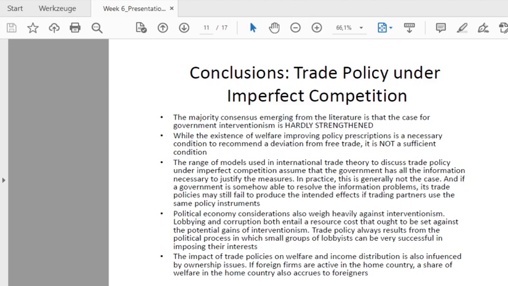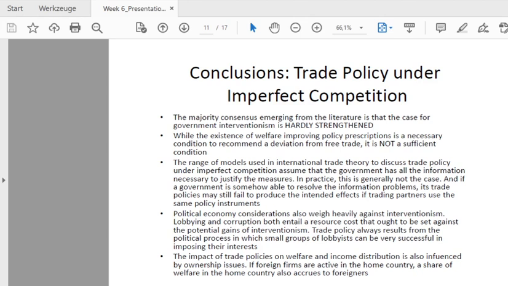So, while the existence of welfare-improving policy prescriptions is a necessary condition to recommend a deviation from free trade, it is not a sufficient condition. Remember, necessary and sufficient are two conditions that we should satisfy.